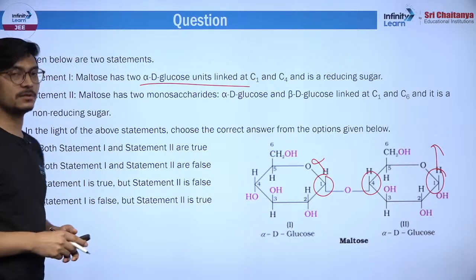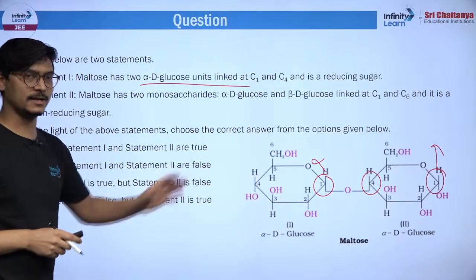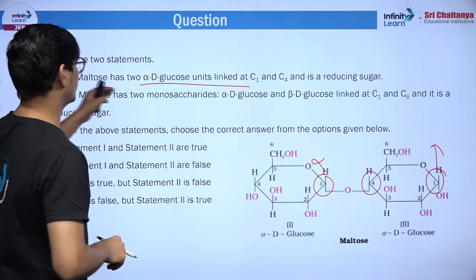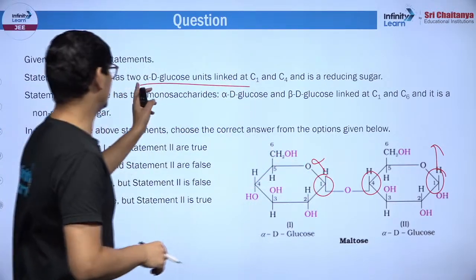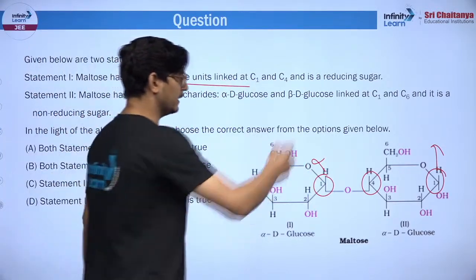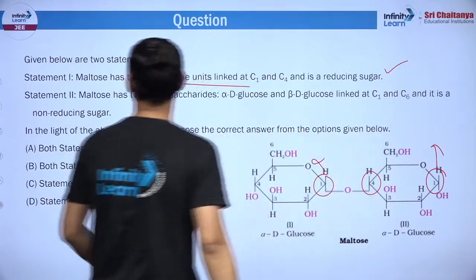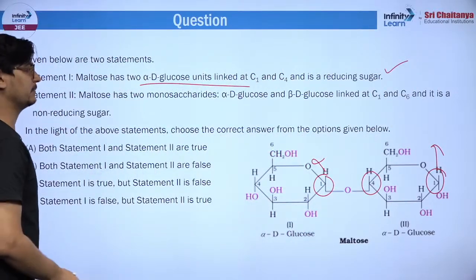Remember, sucrose is a non-reducing sugar. Galactose, maltose, these are reducing sugars. So maltose has C1-C4 linkage between 2 alpha D-glucose units. Perfect. It is a reducing sugar. Yes. Then of course, the other statement cannot be correct.